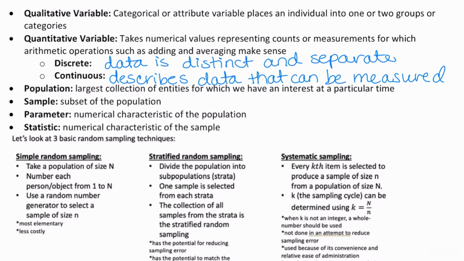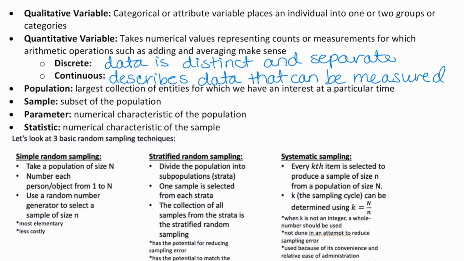Discrete quantitative variables basically are data that is distinct and separate. When you say the number of pets that a family has, you can either say 0 or 1 or 2 or 3 or 4. Each one is distinct and separate. You cannot break it down any further. If you talk about height, time, weight, mass, amount of carbon dioxide in the air, all of that is going to be continuous because you can keep breaking that down. So continuous quantitative data describes data that can be measured and broken down further and further and further.